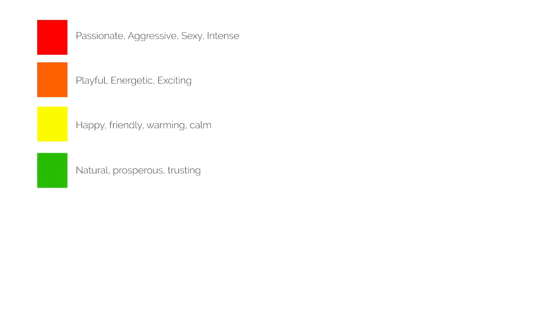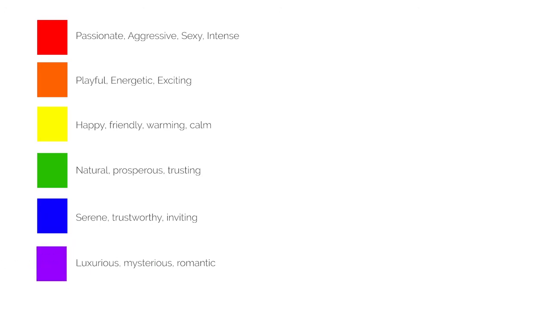Green is natural, prosperous, trusting. There's a reason why so many companies use green in their logos or their name. It's a nice color, it's trusting, it's easy to look at, and very natural as well. Blue is serene, trustworthy, inviting, warm. It's a really nice color. It's a lot of people's favorite color for a reason, mine included. It's just a very nice color to look at.